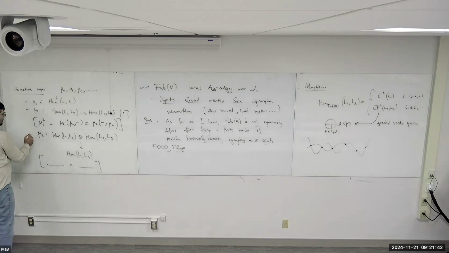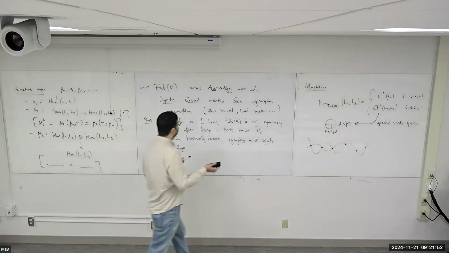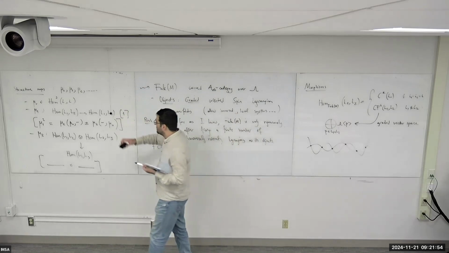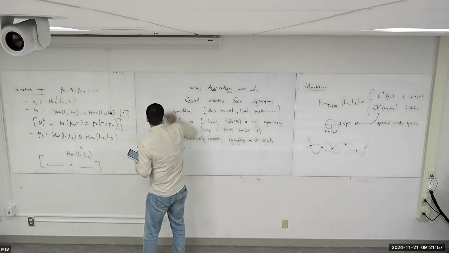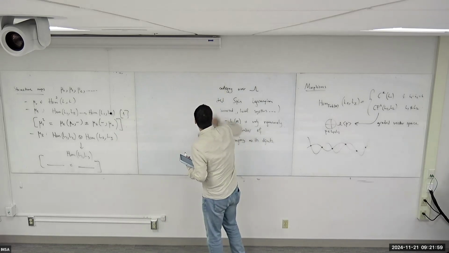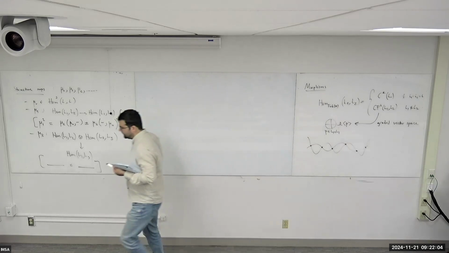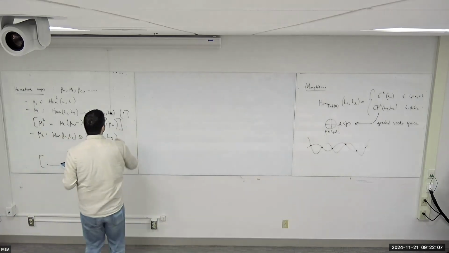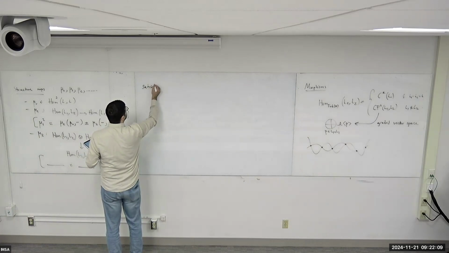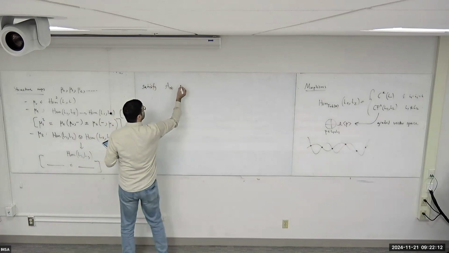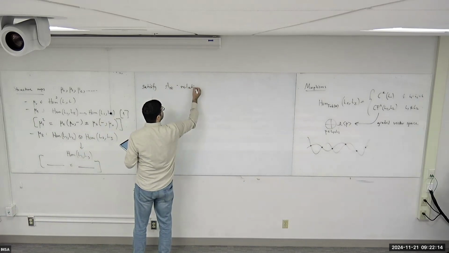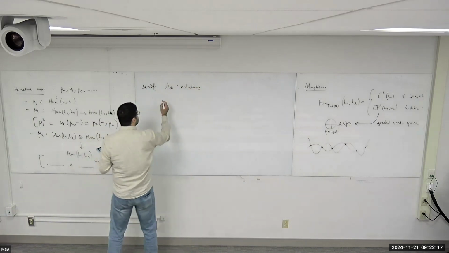So mu0, mu1, and mu2 preserves degrees. This one is degree 2, degree 1, degree 0. It goes like 2 minus d, where d is the number of inputs. And these things satisfy A-infinity relations, which are quadratic in these, so it looks something like this.